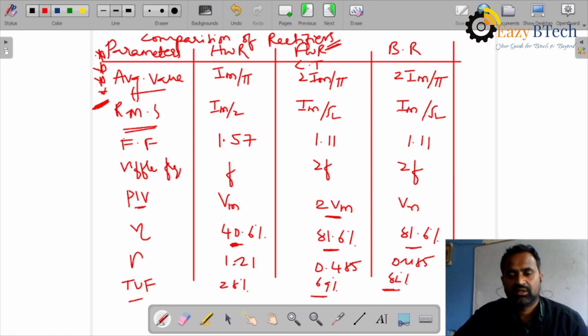Okay students, in today's lecture we have discussed all the rectifier parameters. I hope you understood well.